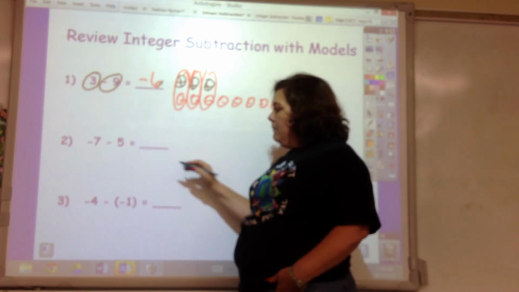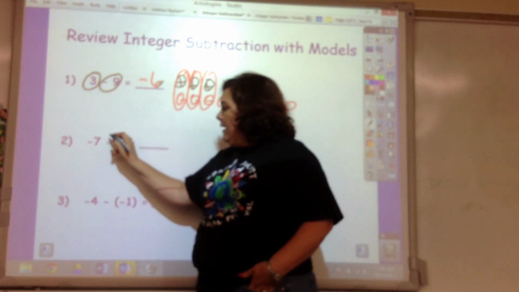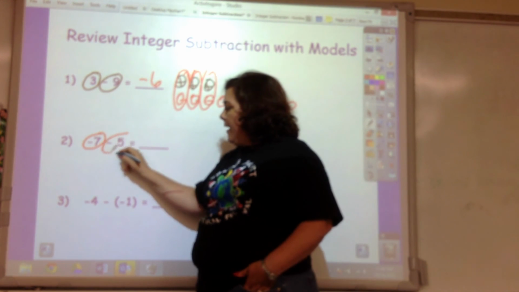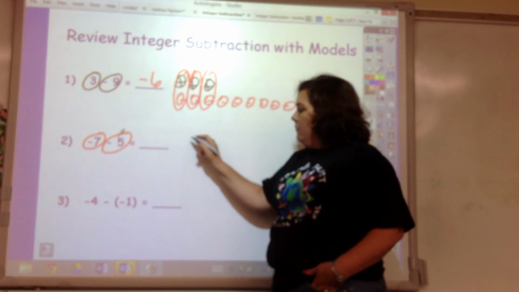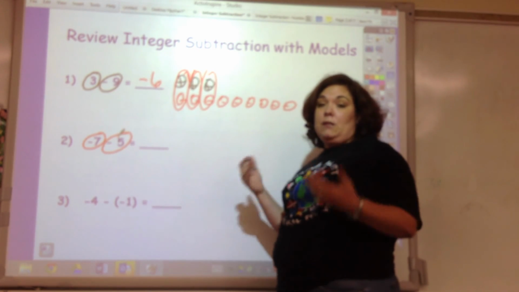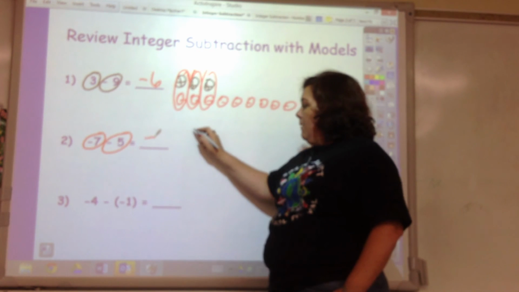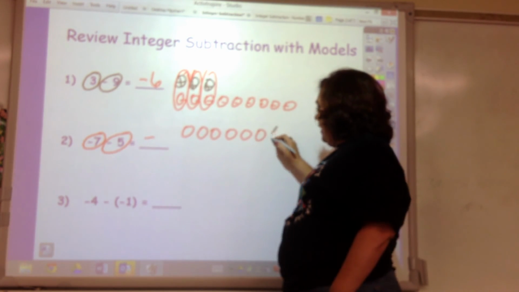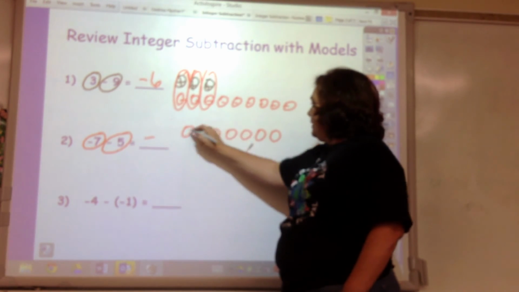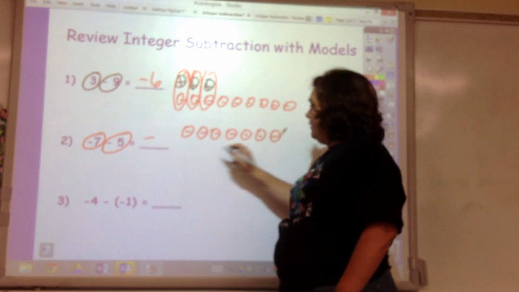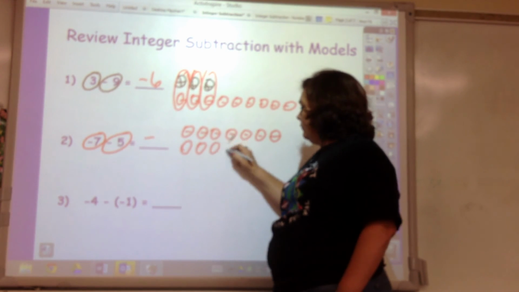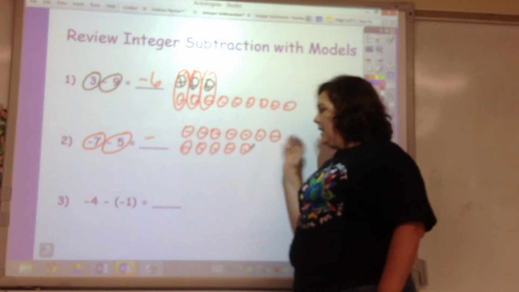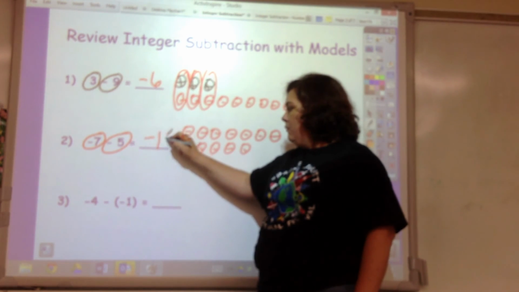So this one, I'm going to say I've got negative 7, and I'm combining it with a negative 5. So since I've got 2 negatives, my answer is definitely going to be negative. And by how much, I can draw a model to determine that. 1, 2, 3, 4, 5, 6, 7. And 5. And so I've got all negatives, and so my answer is going to be negative 12.